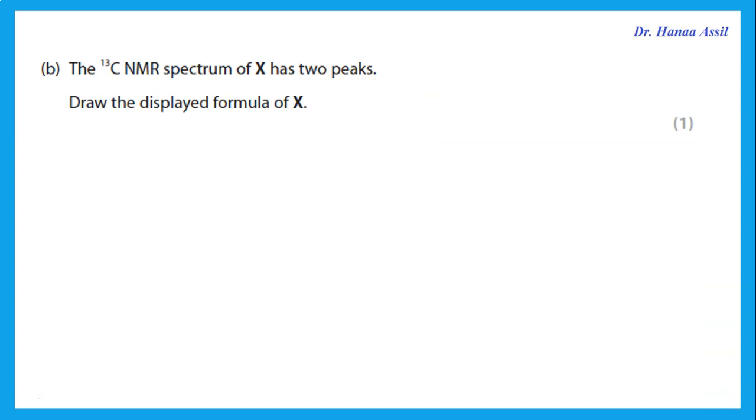Carbon-13 NMR spectrum of X has two peaks. If you remember carbon-13 NMR, if it has two peaks, that means I have two different carbons or two different carbon environments. So we know now that it is an acyl chloride. It's something that has COCl and it has two different peaks. So what would be the formula? This would be the formula. It has two different carbons and it has an acyl group at the end.